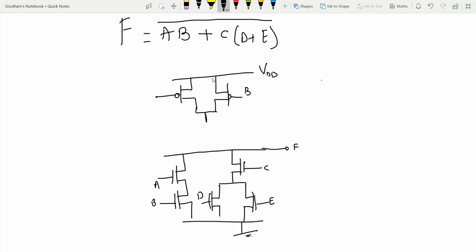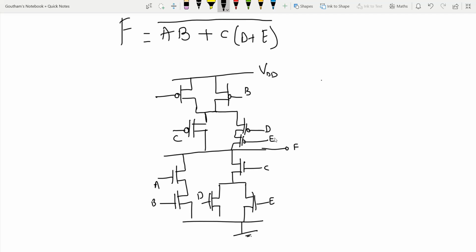So this is in series with C into D plus E. The C is being ANDed, which in the pull-up network means parallel. It is being ANDed with the OR of D and E, and an OR of D and E is nothing but series in PMOS. So that is something like this: C, D, E. That finishes our CMOS representation of the given Boolean function.